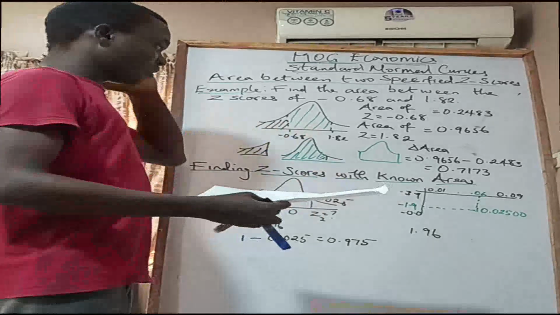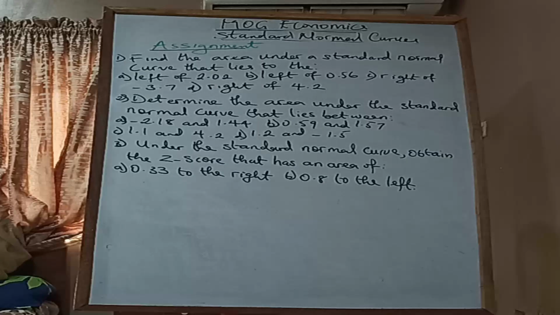So next thing that we have is our assignment. We have the assignment on the board. It covers everything that we've done in this particular video. Number one, find the area under a standard normal curve that lies to the A, left of 2.02, B, left of 0.56, C, right of minus 3.7, and D, right of 4.2. And number two, determine the area under the standard normal curve that lies between A, minus 0.18 and 1.44, B, 0.59 and 1.57, C, 1.1 and 4.2, and D, 1.2 and minus 1.5.